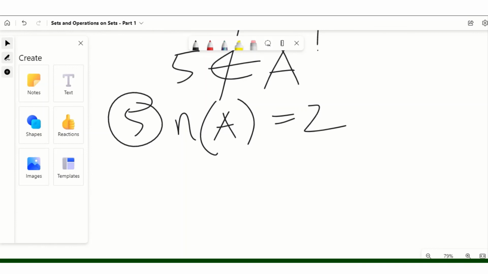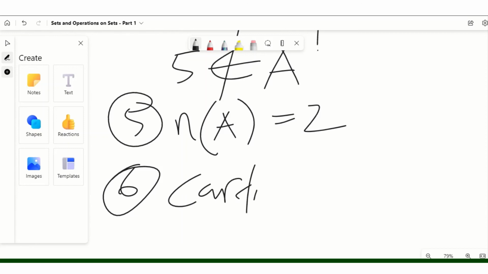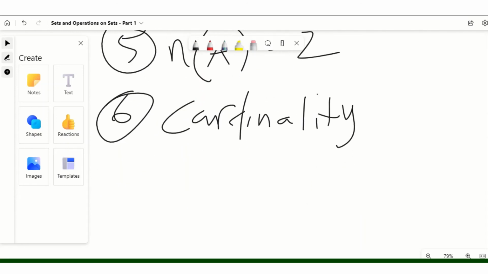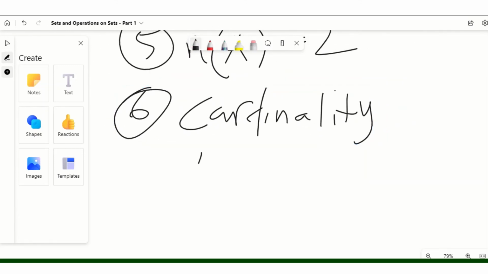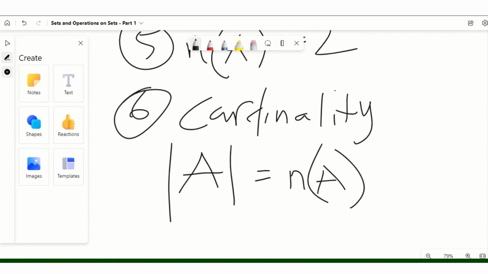Then we also talked about cardinality, which is just the number of members of a set, and it's written like this. When you see these two lines on both sides of a set, it simply means the number of elements, and they are equal. We also said that some sets have infinite cardinalities.